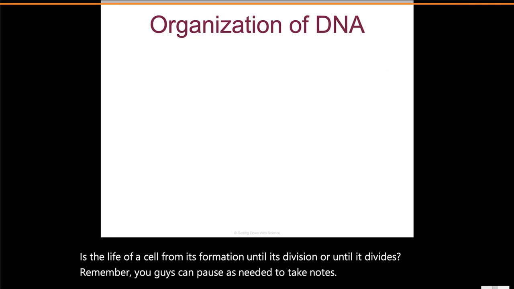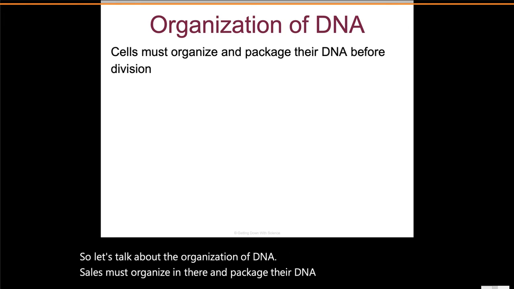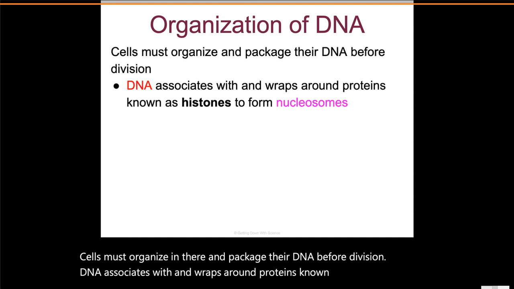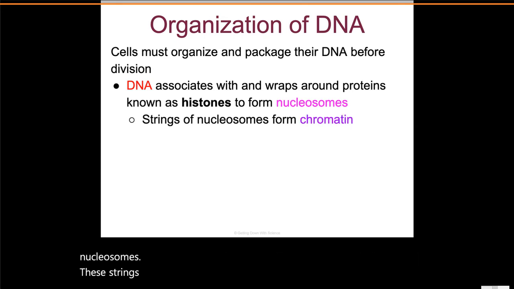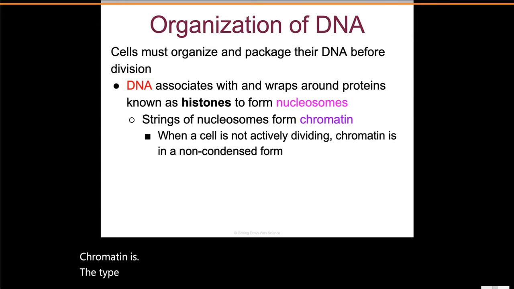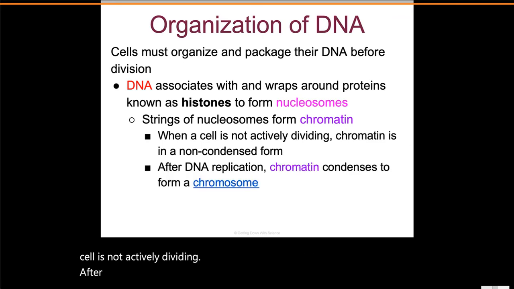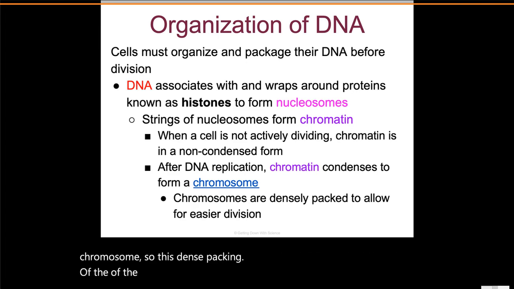So let's talk about the organization of DNA. Cells must organize and package their DNA before division. DNA associates with and wraps around proteins known as histones to form nucleosomes. These strings of nucleosomes are then going to form chromatin. Chromatin is the type of DNA that we're going to have in a non-condensed form when the cell is not actively dividing. After DNA replication, though, chromatin is going to condense to form a chromosome. This dense packing of the DNA is going to allow for an easier cell division.